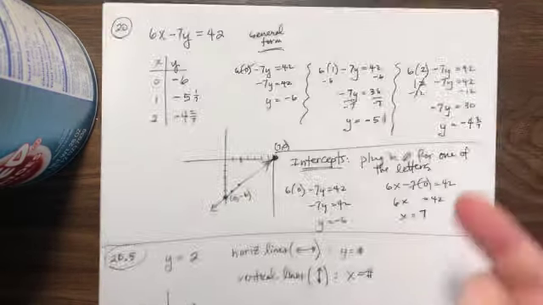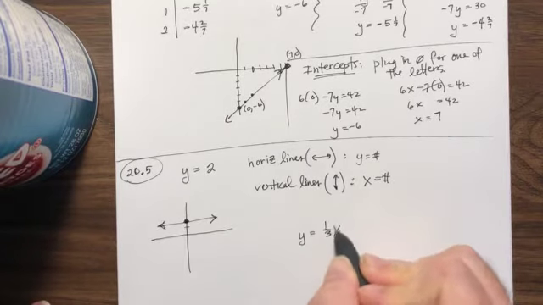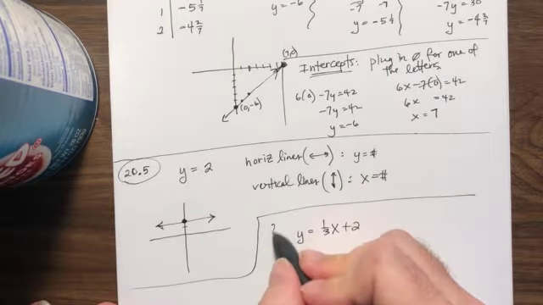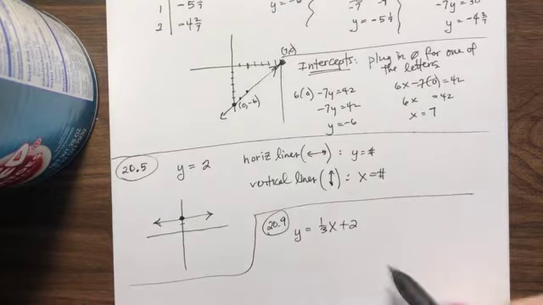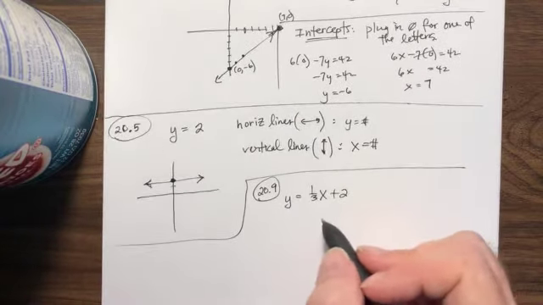The last type is called slope-intercept form, where you have y equals 1/3 x plus 2. So y equals 1/3 x plus 2.